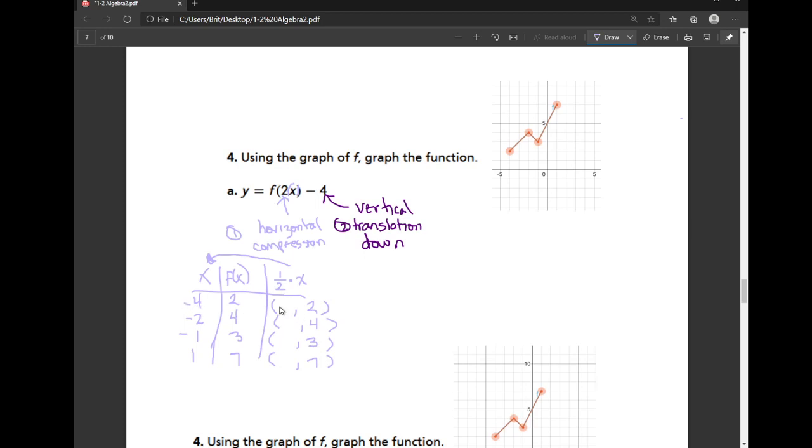So 1/2 of negative 4 is negative 2. Negative 2 times 1/2 is negative 1. Negative 1 times 1/2 is negative 1/2. And 1 times 1/2 is 1/2. So those are our new ordered pairs that we're going to graph for that horizontal compression. So we have negative 2, 2, negative 1, 4, negative 1/2, 4, and then 1/2, 4. And then we just connect them.